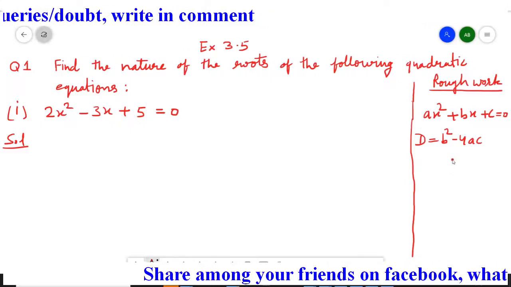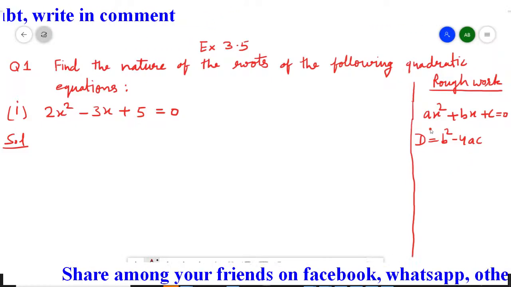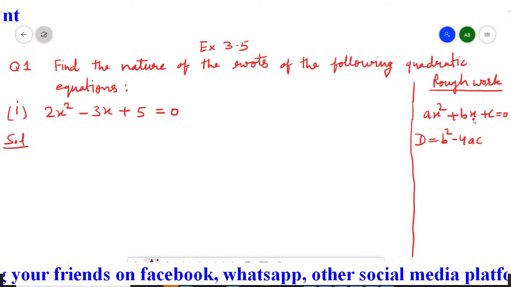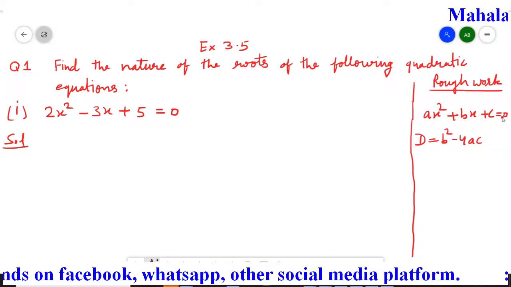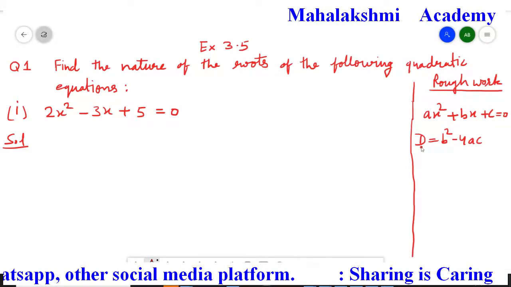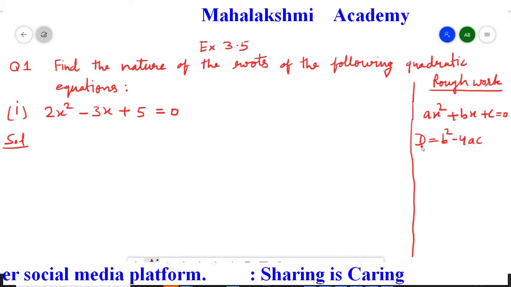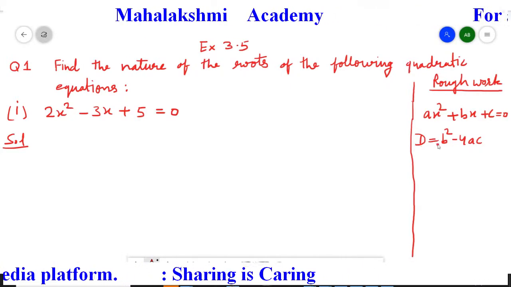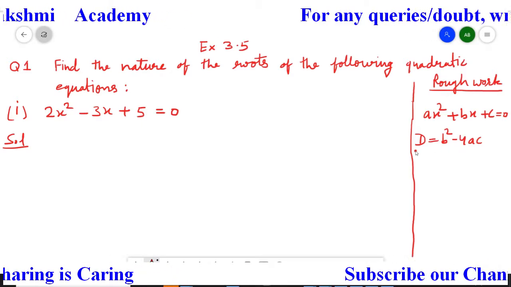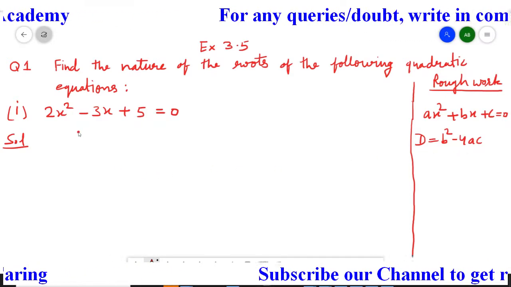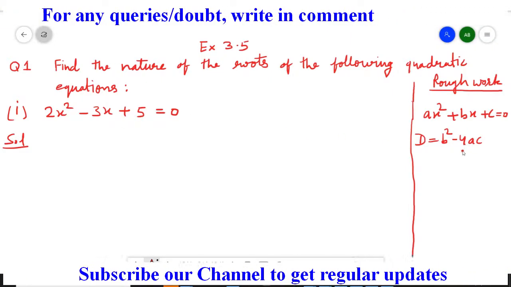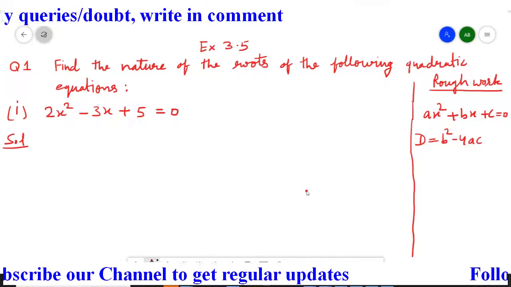So I am going to do it in the rough work. The first thing is the standard form of quadratic equation is ax square plus bx plus c equal to 0. In the standard form of quadratic equation, the formula of discriminant, that is D, the short form of discriminant, is D equal to b square minus 4ac. So firstly we are going to calculate the discriminant in the quadratic equation which is given to us, and after finding the discriminant's value we are going to have three options.